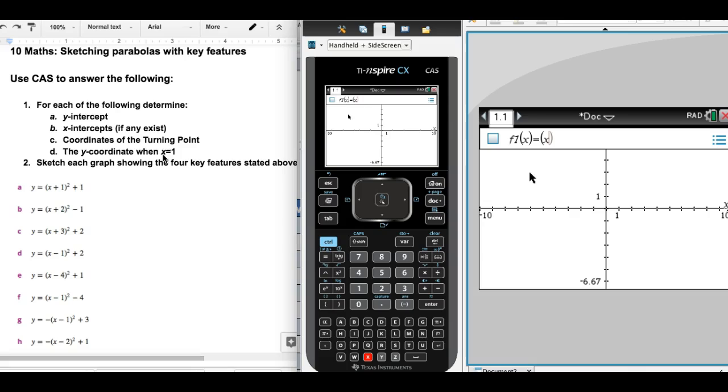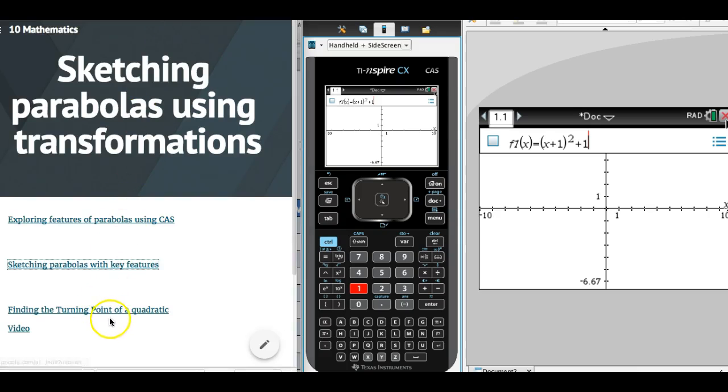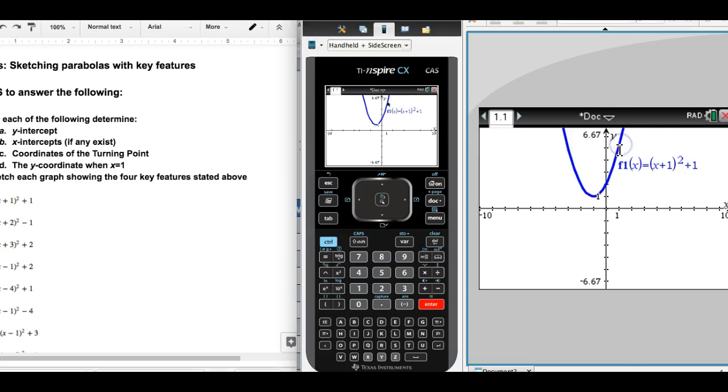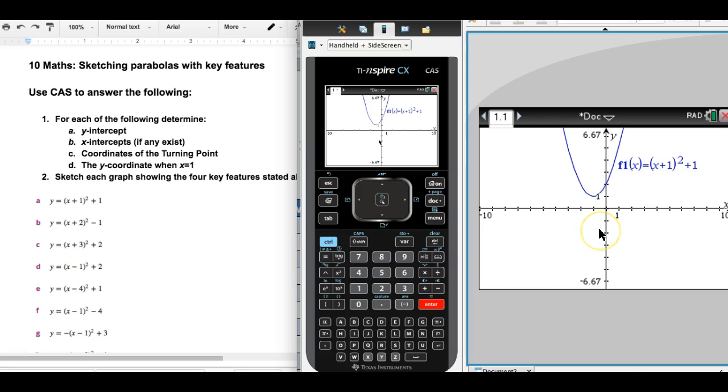We can type it in exactly how it is written on the sheet. So (x + 1) squared plus 1. Now I can see straight away what the turning point is, okay, because this is in turning point form. But we're not doing that until the next sheet. But if you are interested, I'll just quickly go here. That's finding the turning point of a quadratic. Okay. All right, so let's just press enter on the wrong thing. There we go. Okay, so this one here, we don't actually have any x-intercepts.